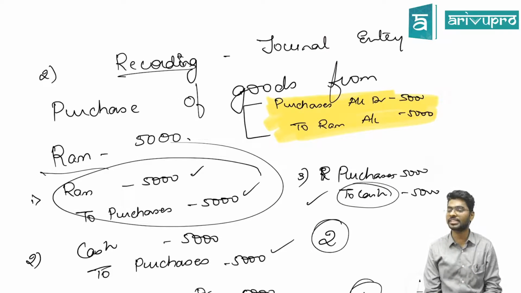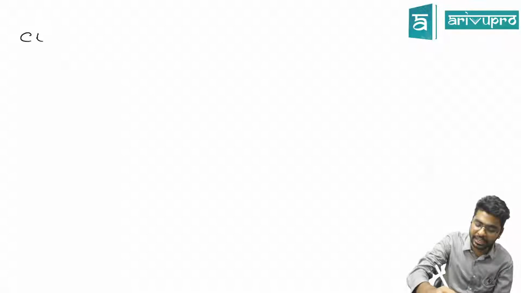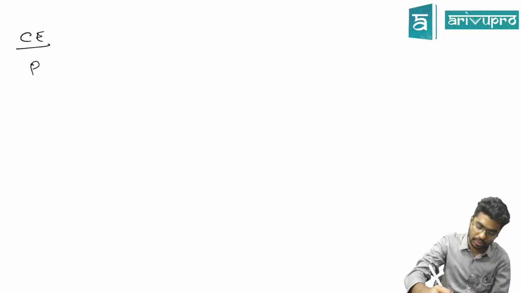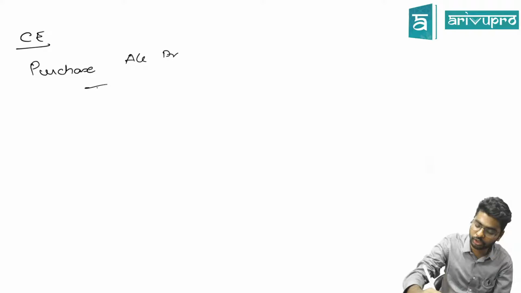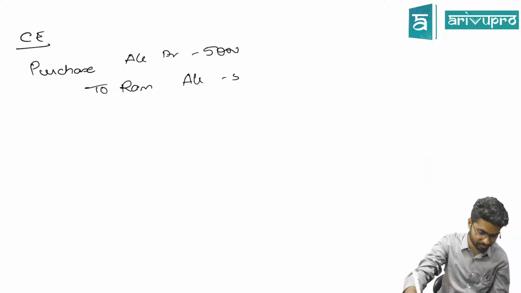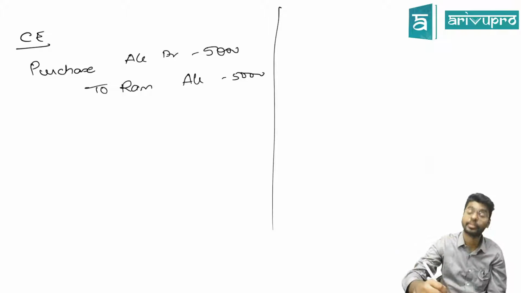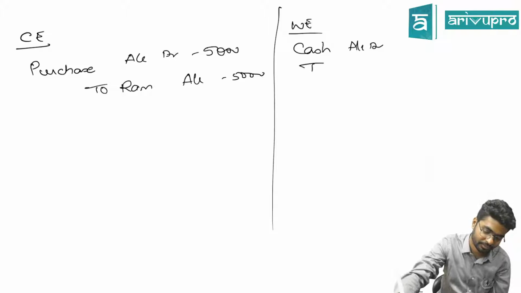Okay. Guys, solve the second one. Second one, cash account debited to purchases account. Guys, we'll start. What was the correct entry? Purchase account debited to Ram account 5,000. Then wrong entry, cash account debit to purchases. How much?